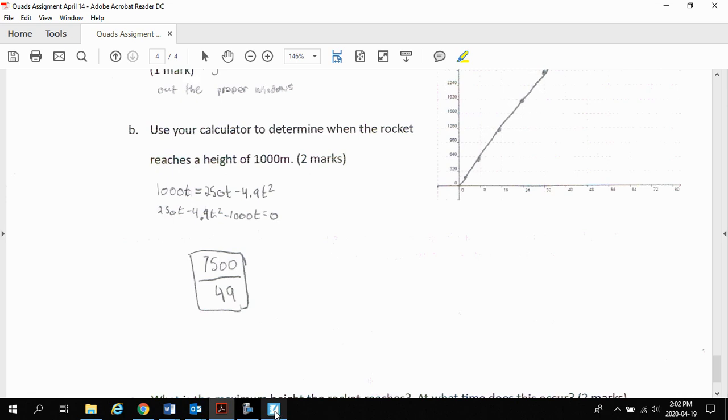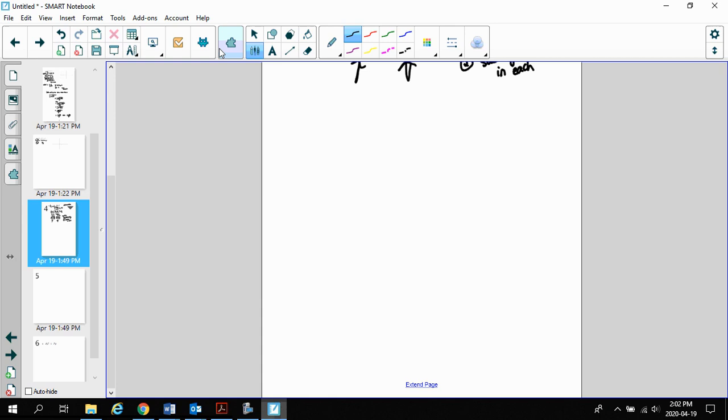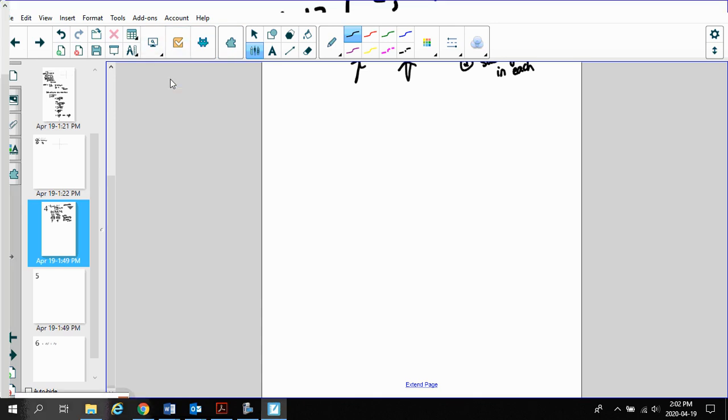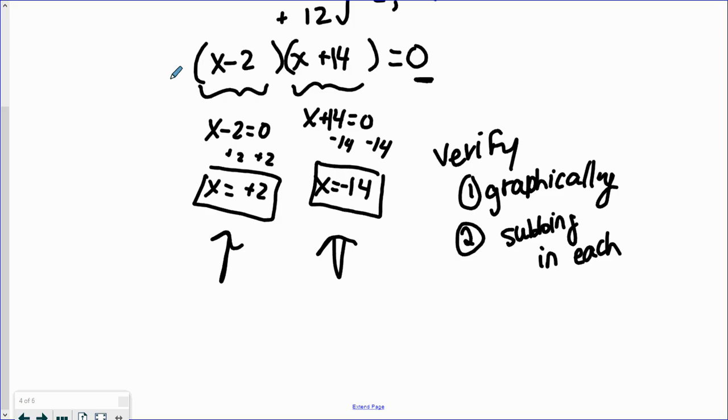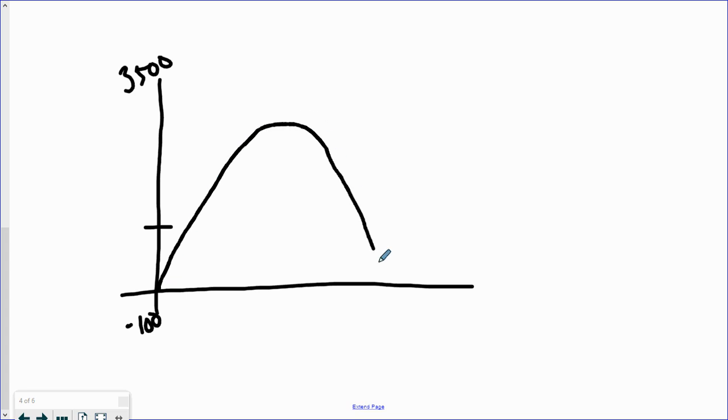What it's essentially going to be, since that question is asking you when the rocket reaches a height of 1,000 meters. So again, you'll get a quadratic. So again, the range go from -100 to, I don't know, 3,500, something like that. So we want to find out when the rocket's at 1,000. Your graph looks something like this. I don't know exactly what it is.